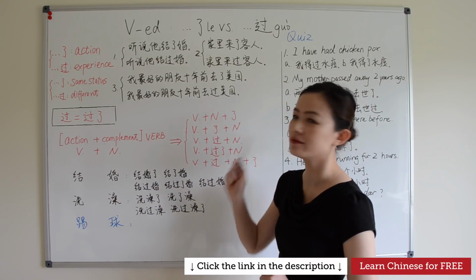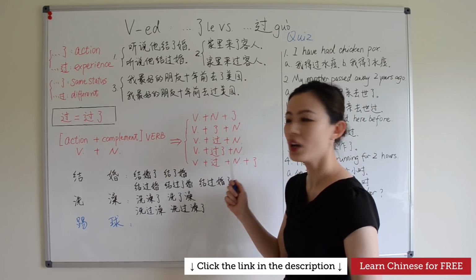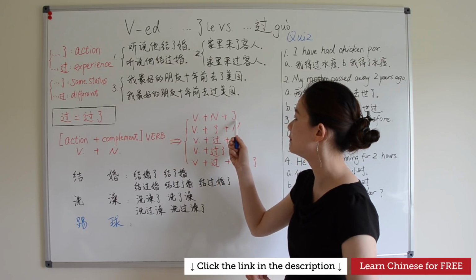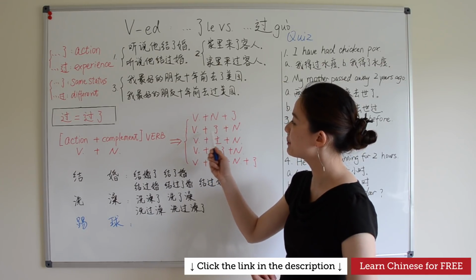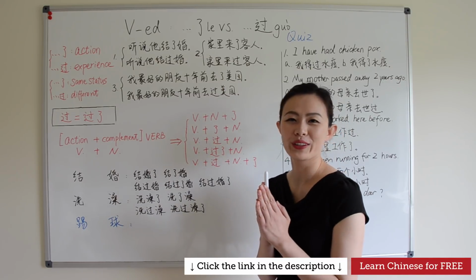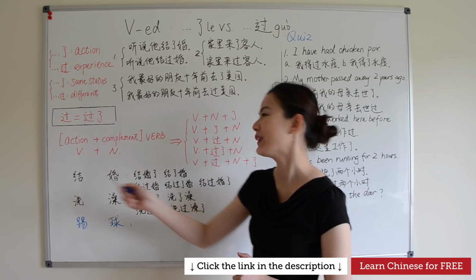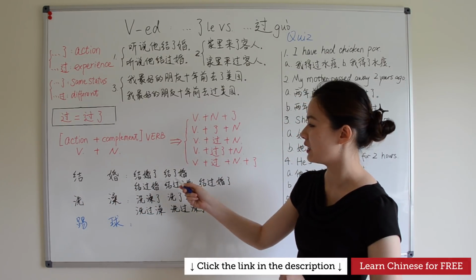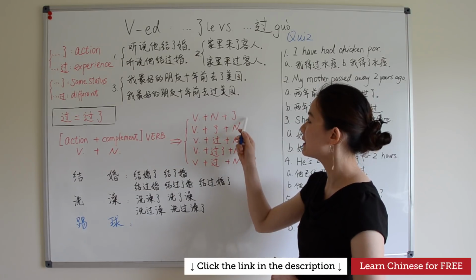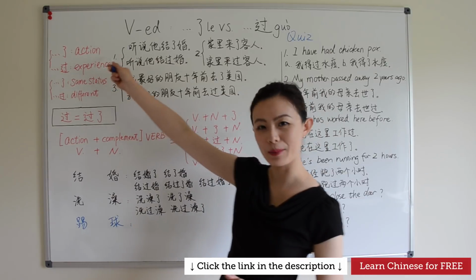结婚了, the most simple one. Just put a 了 after 结婚, after the whole verb. 结婚了. Or you can put the 了 in between, in the middle of these two parts. So you can put le here or here. You can say 结了婚. These two are the actions that happened in the past.